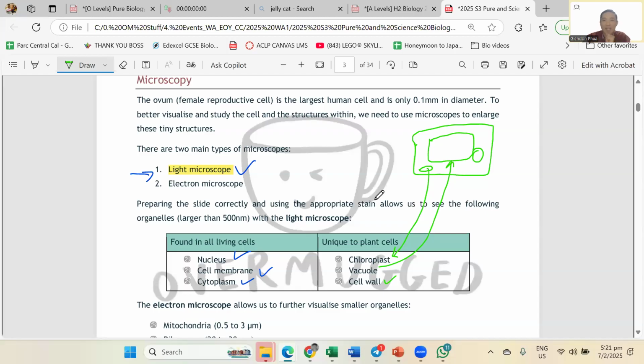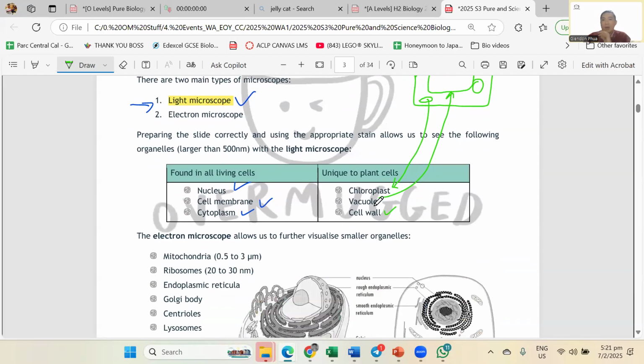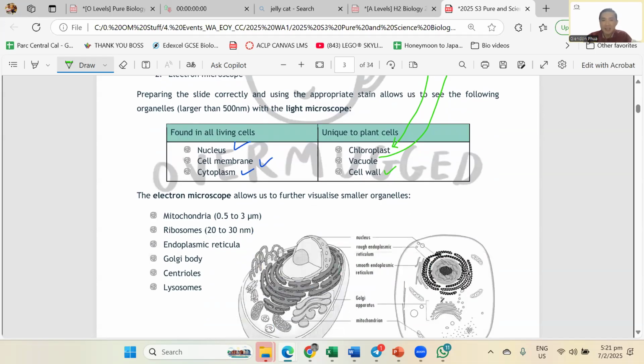What will you see under a light microscope? Now, everything else you cannot see in a light microscope, you can see in the electron microscope. So for the pure students, it will be all of that. For the combined students, endoplasmic reticulum and Golgi is not in your syllabus. You will see mitochondria and ribosome, and centriole, lysosome. Right, so don't worry too much about it.